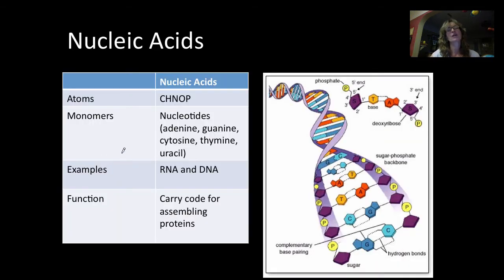The next category of polymer are the nucleic acids. The nucleic acids are made of atoms of carbon, hydrogen, nitrogen, oxygen, and phosphorus, an atom we haven't seen yet. The monomers are called nucleotides. The nucleic acids are named after their location in the cell, and that is the nucleus.